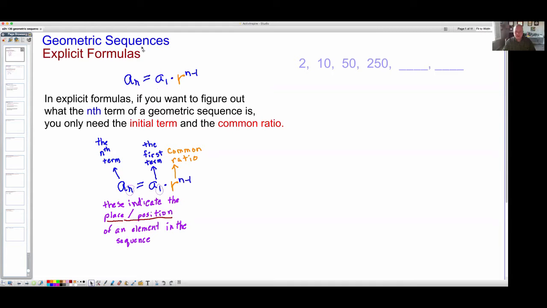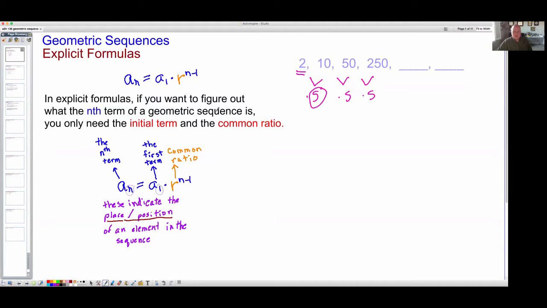A geometric sequence is when you're multiplying by a common ratio every time. So for example, here we have 2, 10, 50, and 250. If you look at this, this is not a common difference like what you would have in an arithmetic sequence. But to go from 2 to 10, we're going to multiply by 5. To go from 10 to 50, times 5, and from 50 to 250, times 5. So the common ratio is going to be 5. That's our common ratio, and our starting value in this sequence is 2.